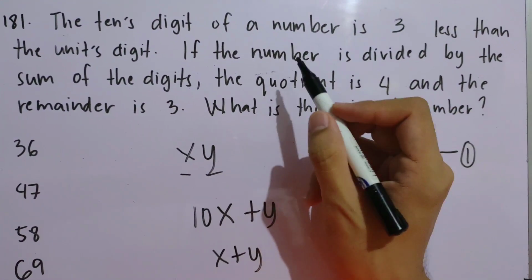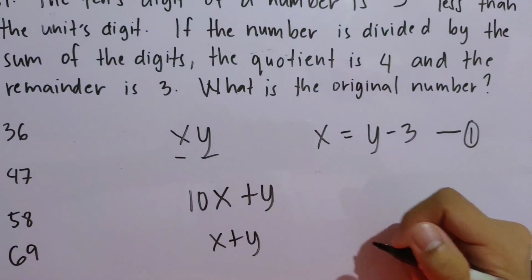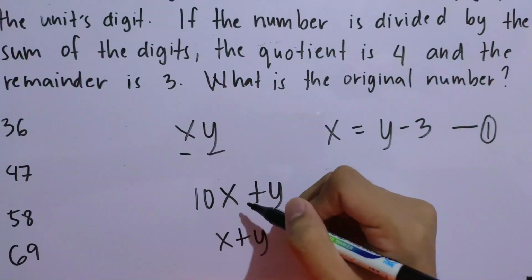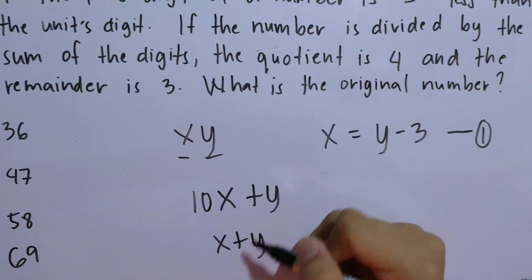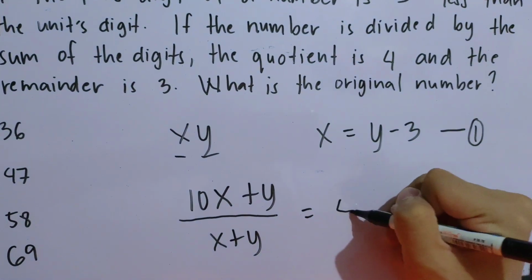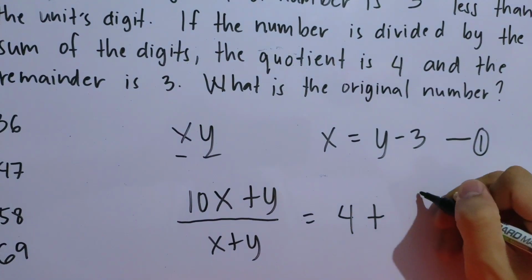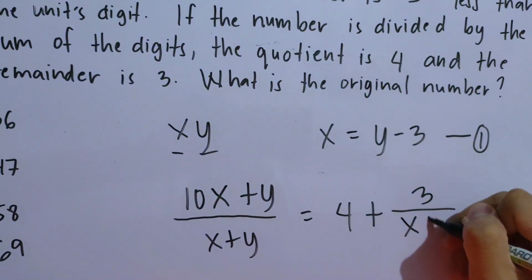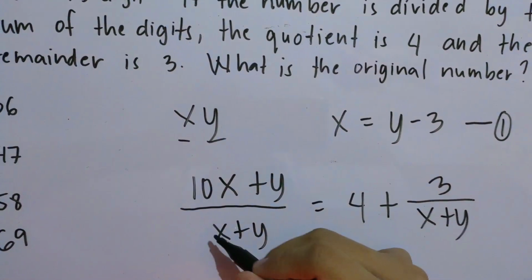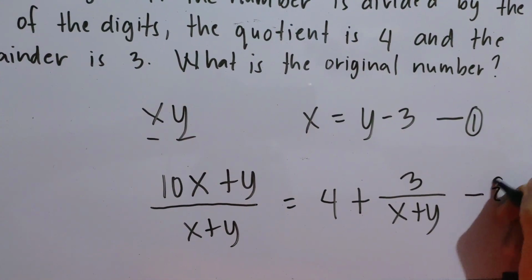So, kapag dinivide mo daw yung number by the sum of the digits, the quotient is 4 and the remainder is 3. So, paano yun? Yung value ng number is ito mismo, di ba? 10x plus y. Tapos, yung sum ng digits, yung x plus y. Kapag dinivide mo daw to, equal siya sa 4. Tapos, meron siyang remainder na 3. So, dapat mag-add ka pa dito ng 3 over x plus y, kasi remainder siya. So, ito yung pangalawang equation natin. 2 equations with 2 unknowns.